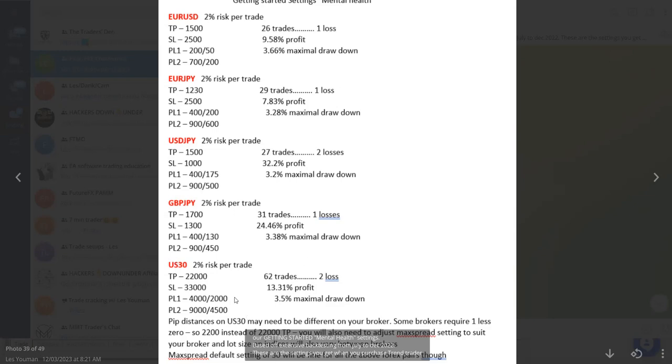So that's over 6 months. Even on this one here, that means it only takes a loss once every 2 months on US 30. Over 6 months on these 5 pairs, that's 2, 3, 4, 5, 6, 7 losses all up in 6 months. So that's just over 1 loss per month. Every other trade's a winner.